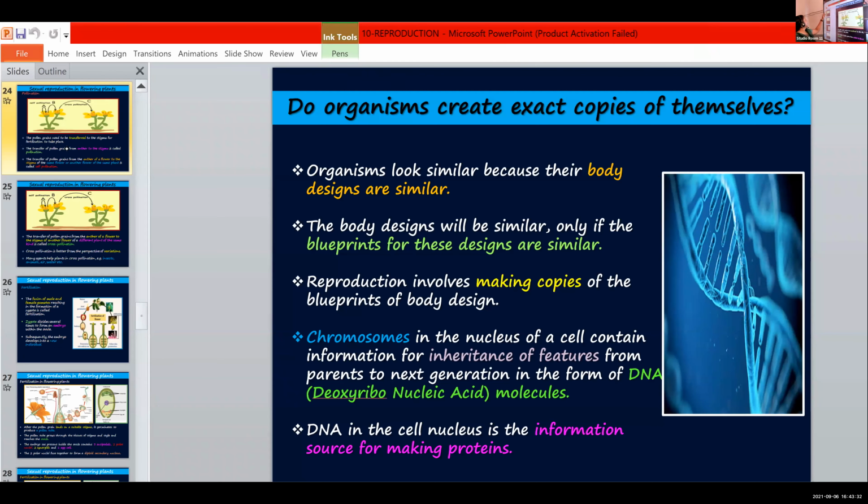Got it, Anuj? Transfer of pollen grains from anther to the stigma of another flower of a different plant of the same kind. Can you repeat, Anuj?